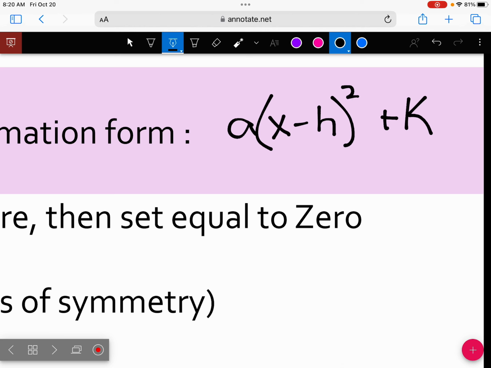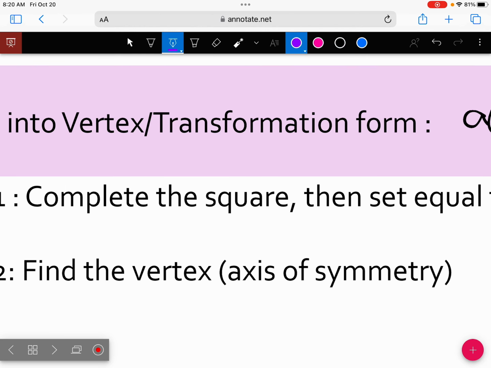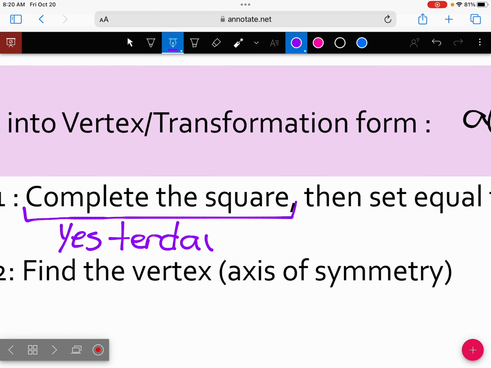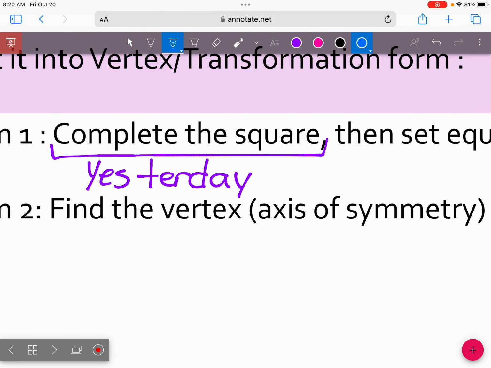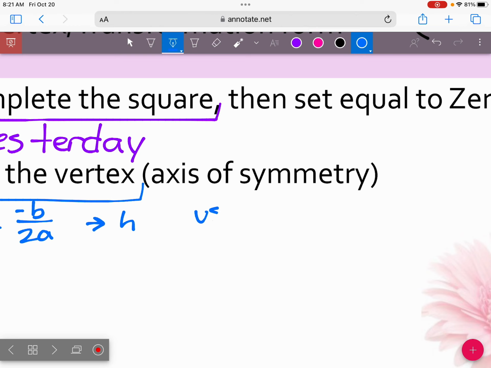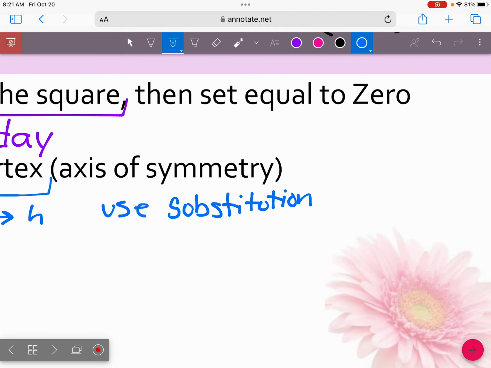And we have two options for that. We can complete the square. That's what we did yesterday. Or we can find the vertex using our axis of symmetry formula, that x equals the opposite of b over 2a. That gives us the h value, and then use substitution for our k value.